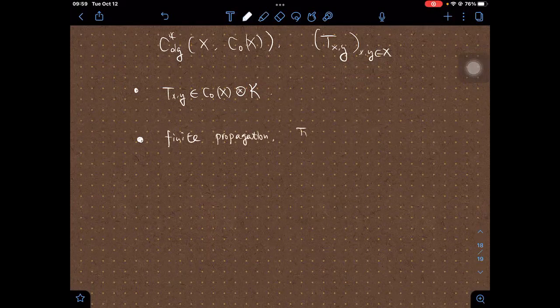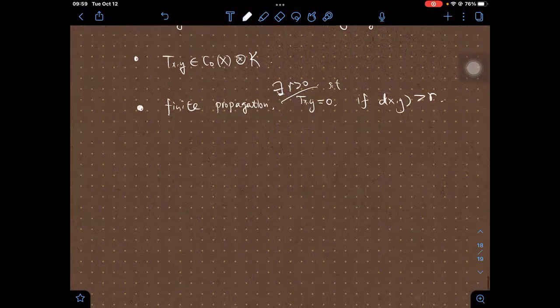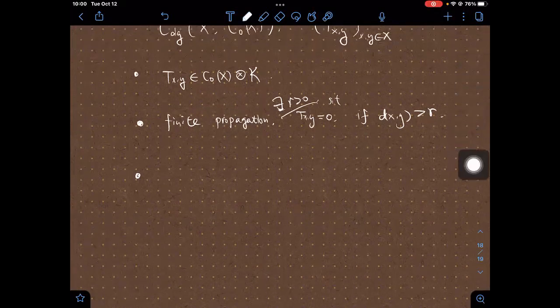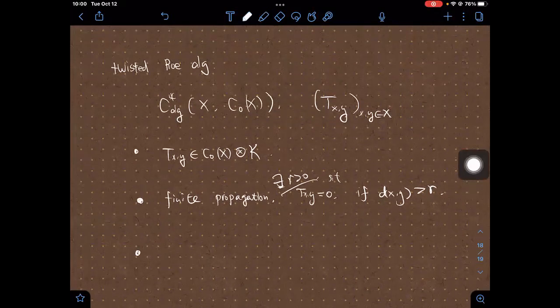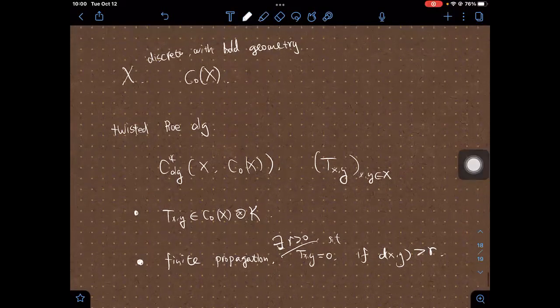That means Txy equals 0. There exists some r bigger than 0 such that Txy equals 0 if the distance between x and y is bigger than r. And wait a second. Is X just the good old metric space with bounded geometry?